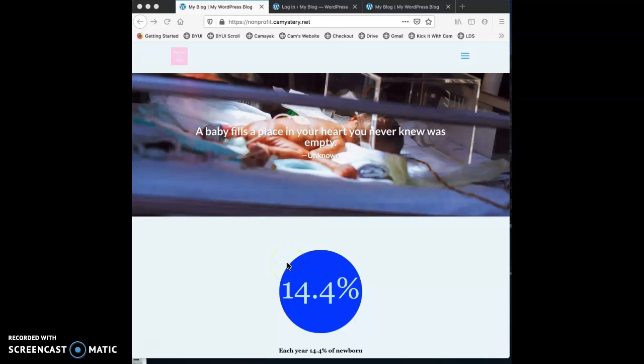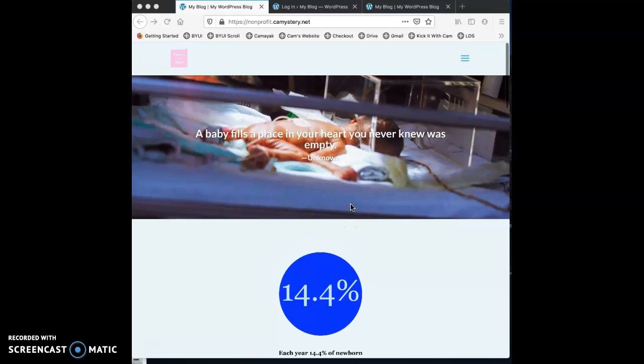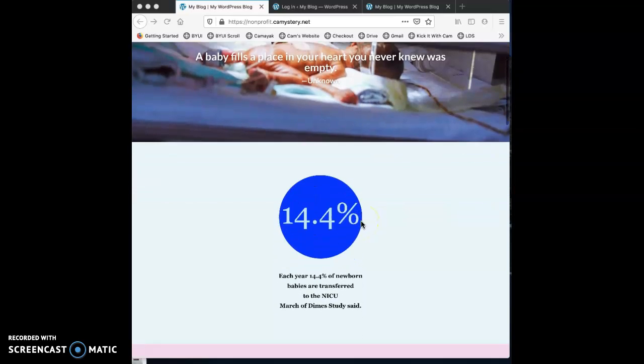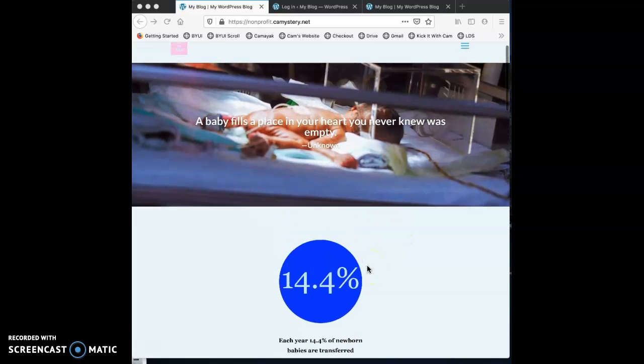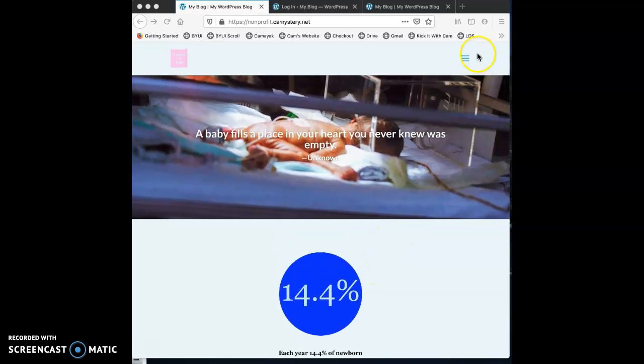This is a nonprofit organization, Blankets for Babies. With Blankets for Babies, you can see that there are several sections where you can start at the home and look at a beautiful baby in a NICU, which makes you then want to know why this is here. So then we scroll down and we see this statistic. So this is just the simple home page.